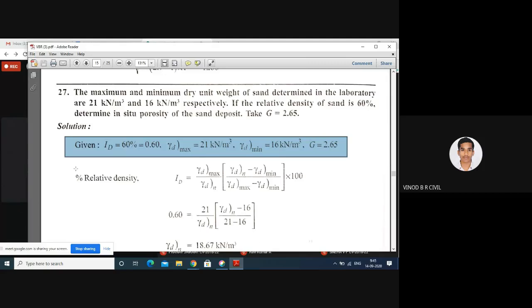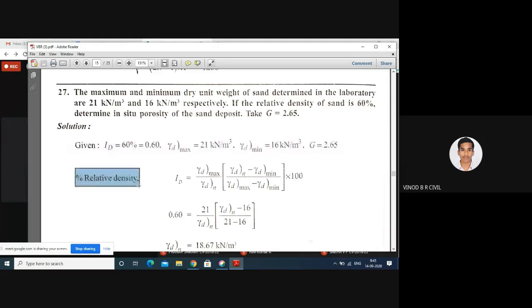Next, relative density. There is a mathematical expression for relative density. ID is the relative density given in the problem. ID equals gamma D maximum, meaning maximum dry unit weight. Gamma Dn means it is natural.